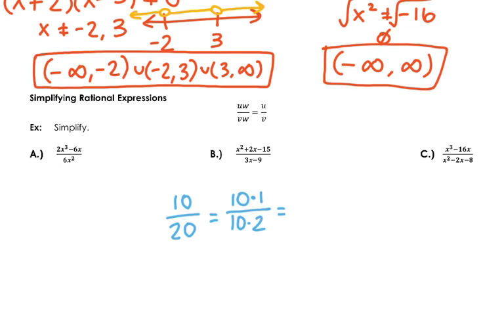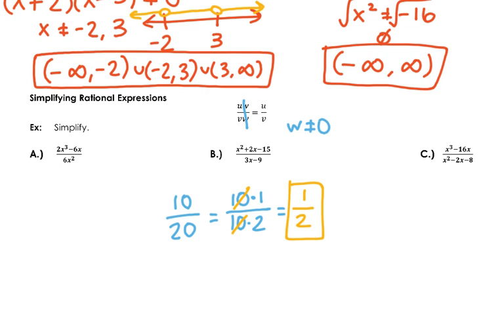And I noticed that 10 is a factor of the numerator and denominator, so I could divide the numerator by 10 and divide the denominator by 10 to reduce my fraction, or to simplify my fraction. I'm going to use that same property here. This property holds true as long as w does not equal 0.